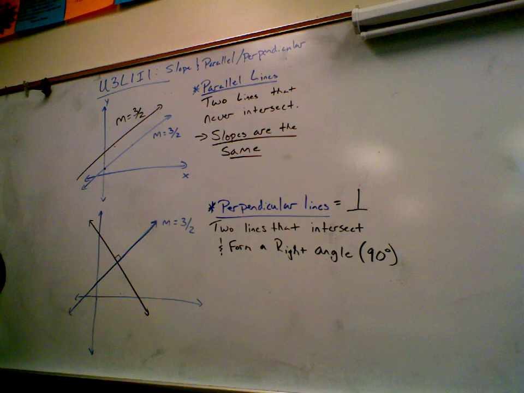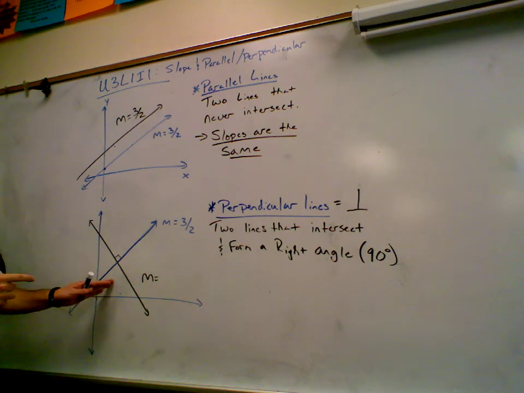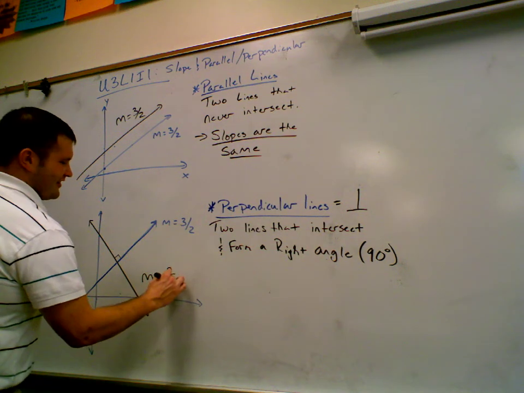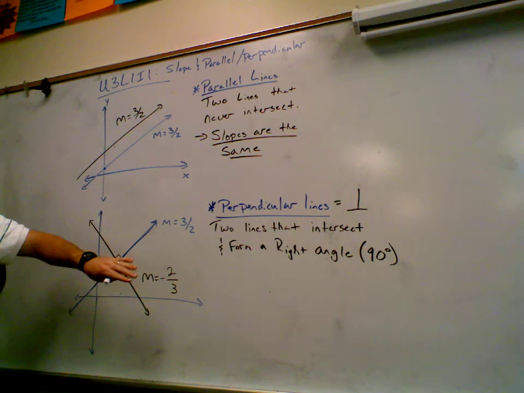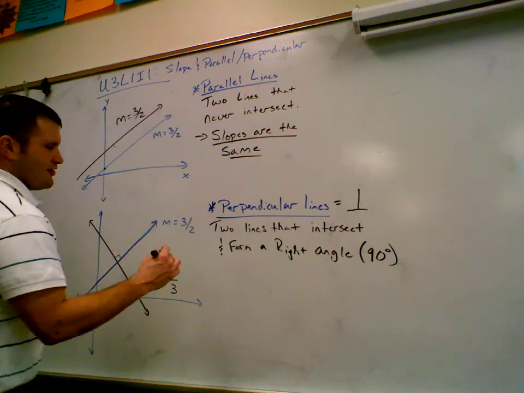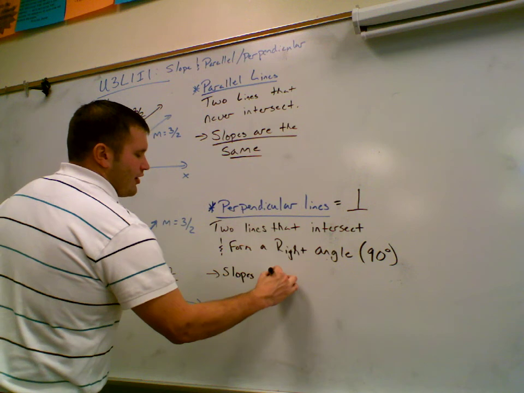Now, this slope was 3/2, which is positive. What does the slope have to be for the black line? This one has to be negative. If one's positive, the other one has to be negative in order for them to be perpendicular. Does anyone know what that slope has to be? -2/3. What happened to the fraction? I flipped it and made it negative. When I flip a fraction, those are called reciprocals. Good. So, in order to have perpendicular lines, the slopes are negative reciprocals.